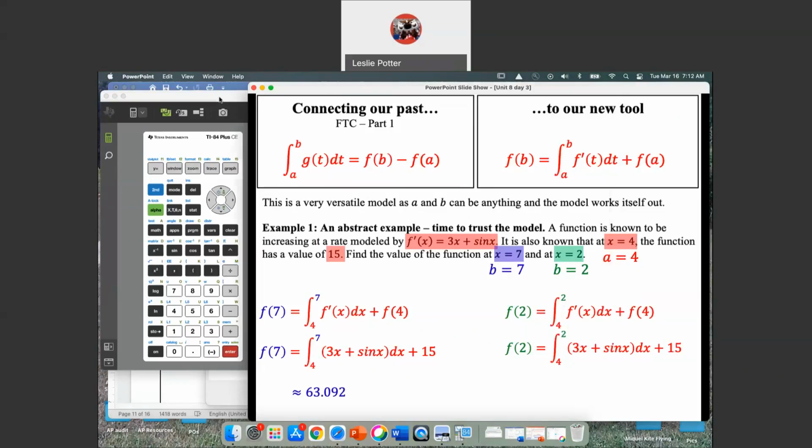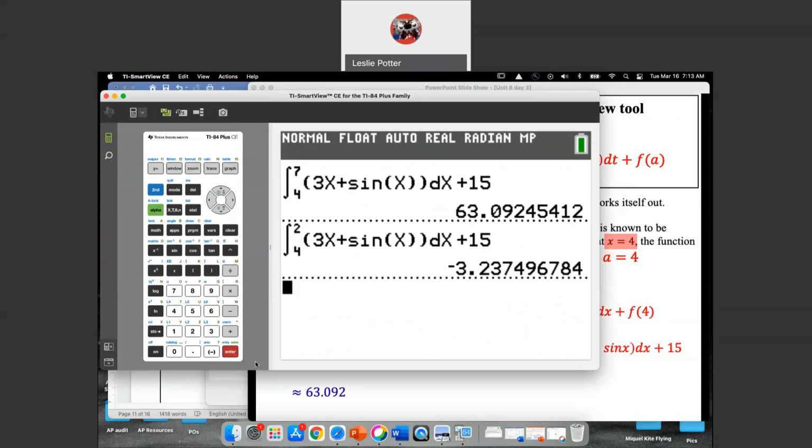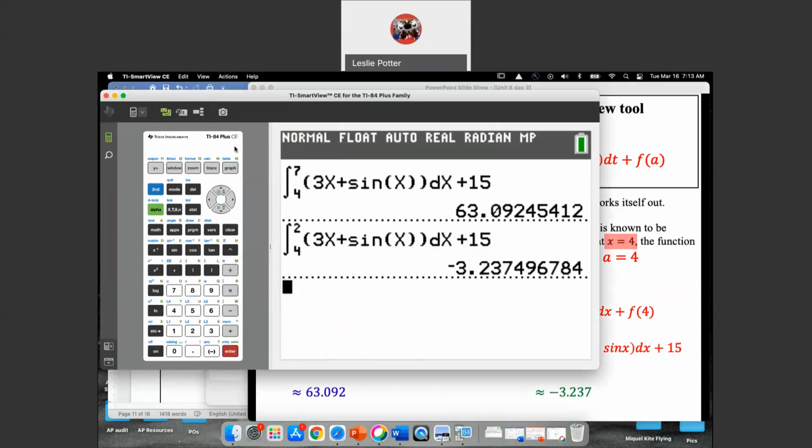15. So if we go back, I'm going to do a second enter just to do some modifications on this instead. So I'm going to keep the 15. I'm just going to go back here and change that 7 to a 2. That's really the only thing I have to do, and hit enter. And so notice my answer is negative 3.237. So that's the answer to the second part.